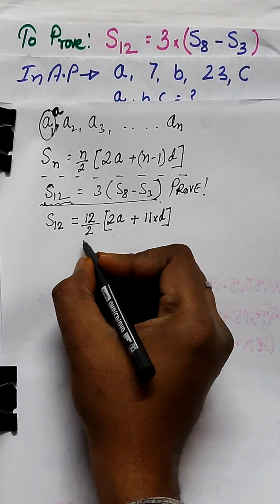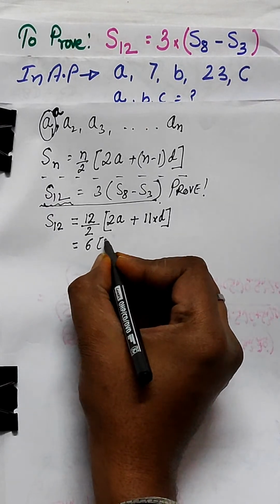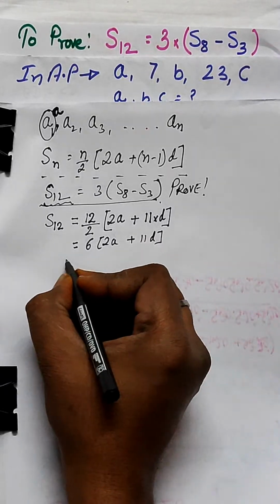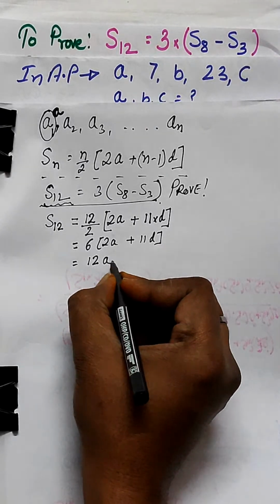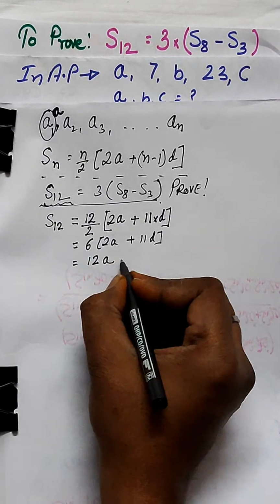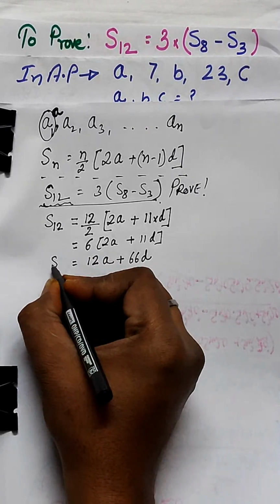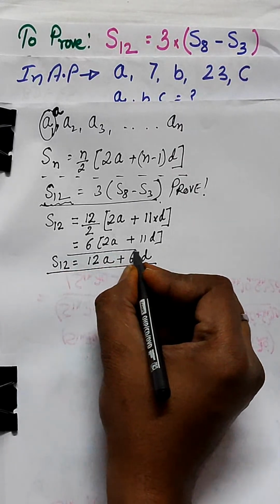This is the value of S12. If you calculate it further, it comes as 6 times (2a plus 11d), and finally it comes as 12a plus 66d, since 6 times 2 is 12 and 6 times 11 is 66. So this is the value of S12 which we have.